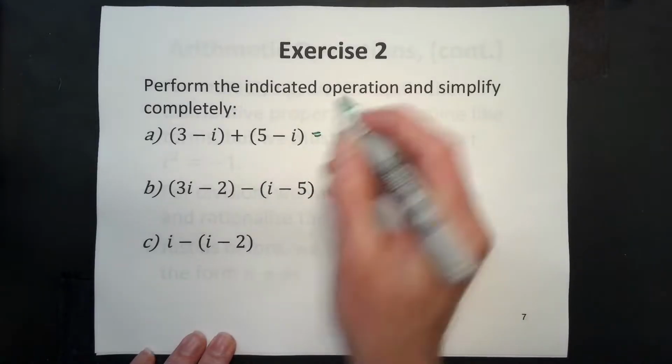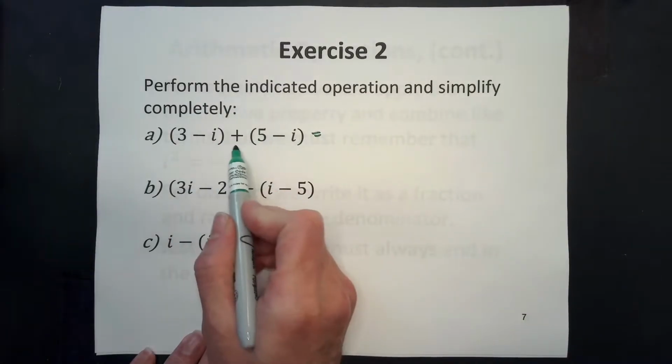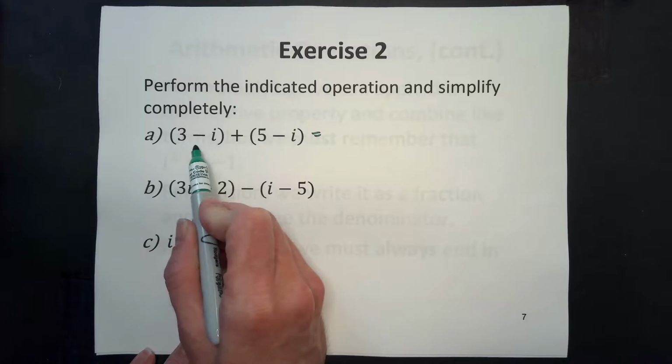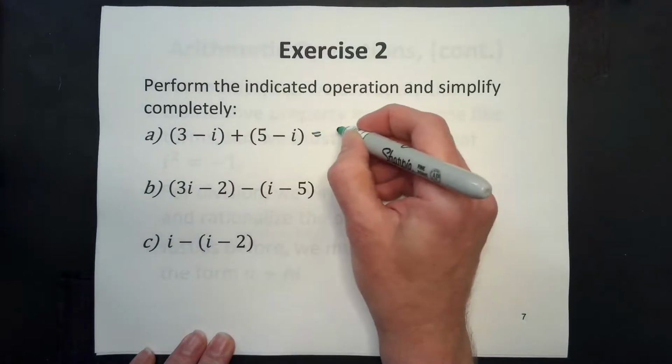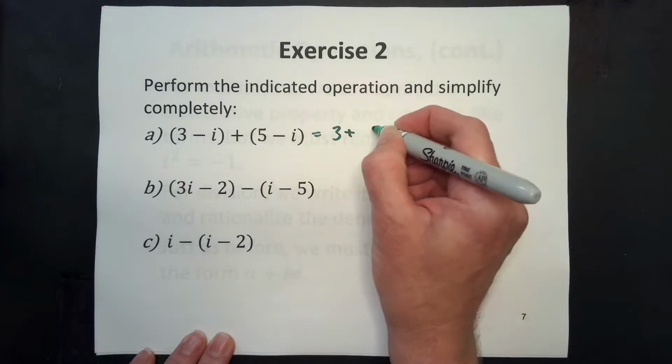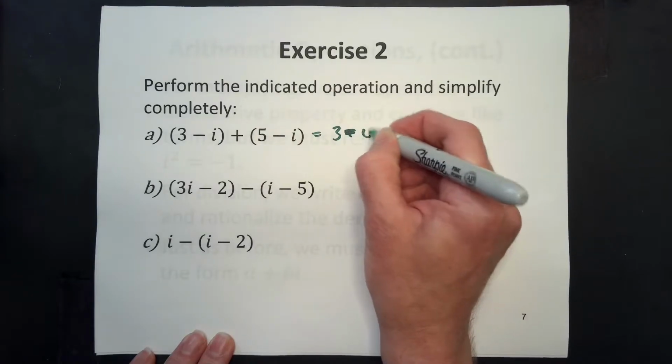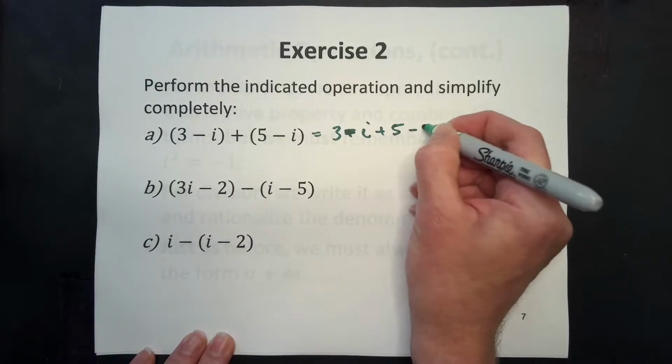So here we are going to perform the indicated operation. This one's real nice because we're adding these two complex numbers. This is one complex number plus another complex number. So we can just add their component parts. So we can say 3 minus i plus 5 minus i.